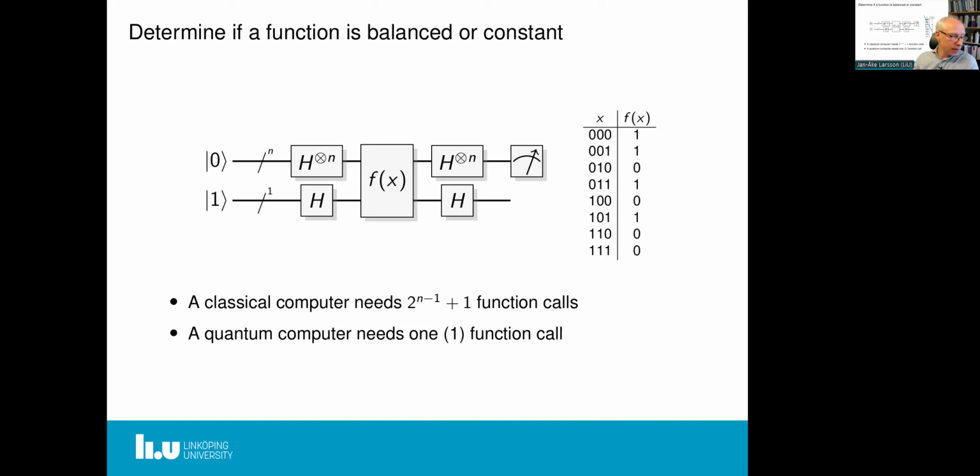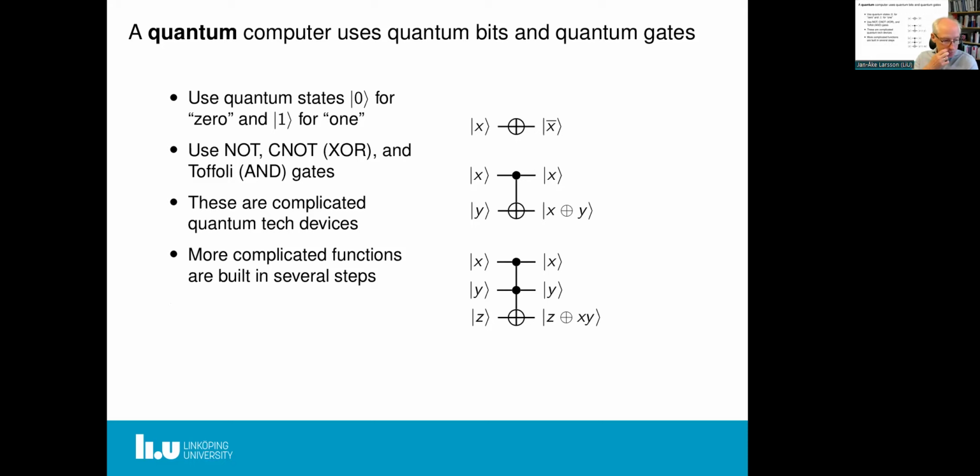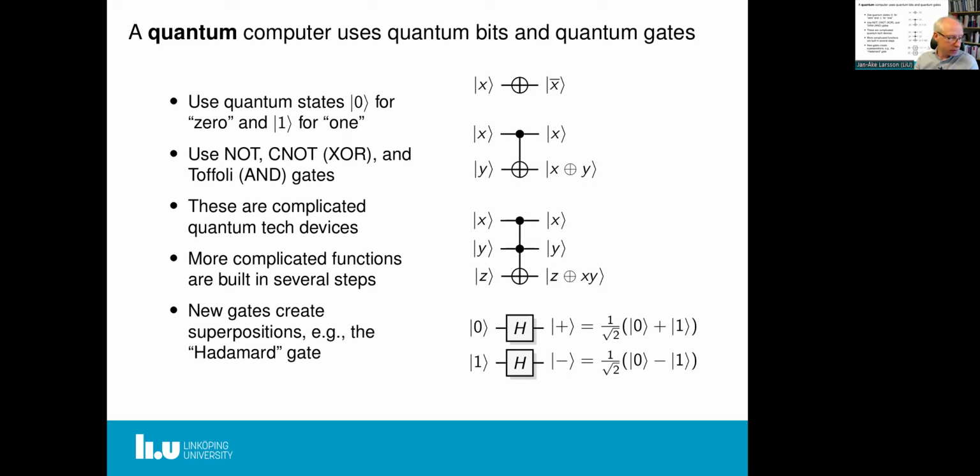You don't need the full table, and you certainly don't need exponentially many function calls. How is this possible? Well, a quantum computer extends the gates to quantum gates, but not only the standard gates from reversible computing, you also get new gates that create superpositions. Here I give the example of the Hadamard gate, but in general you could think of Fourier transforms.